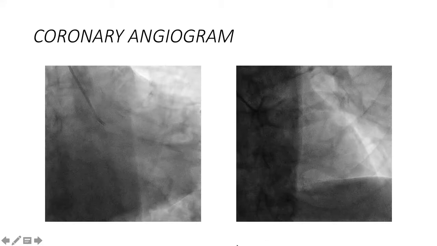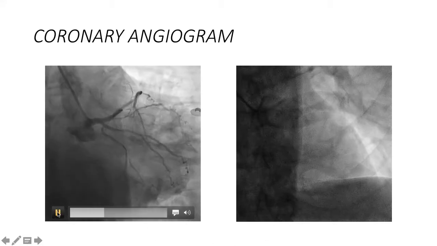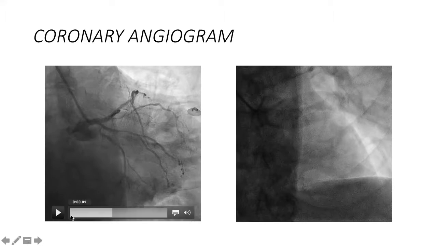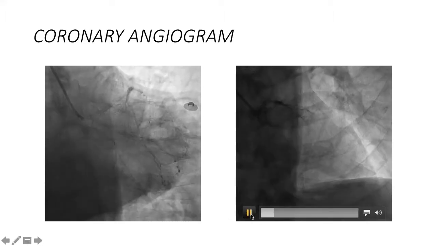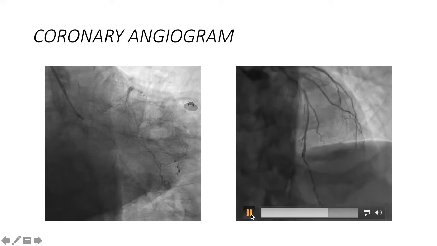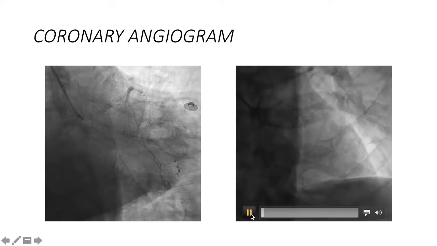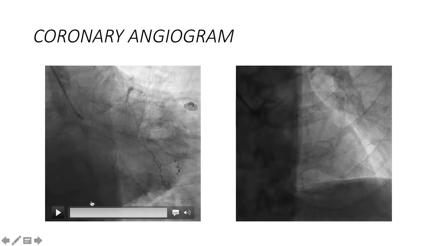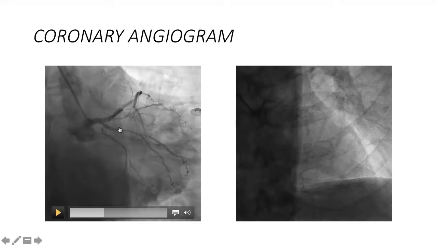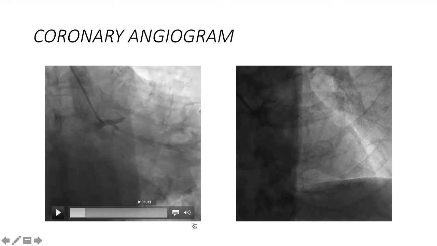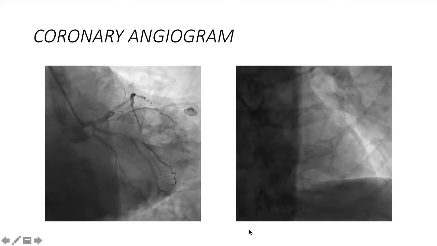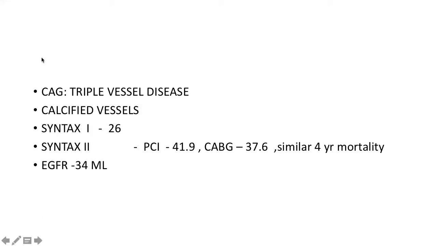And left system also showed significant disease in LCX as well as LAD. So two vessel disease, and again in LAD it's a long lesion, and there is a bunch of calcium sitting along the lesion in LAD, but in LCX there is not much calcium in this lesion fluoroscopically. So essentially it is a triple vessel disease with calcified vessels and a SYNTAX score of 26.